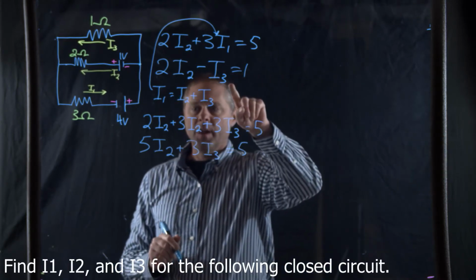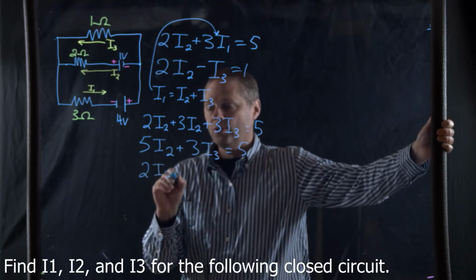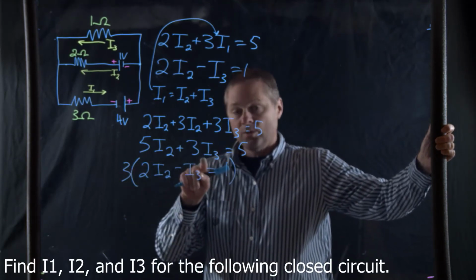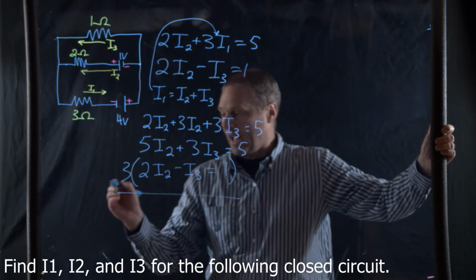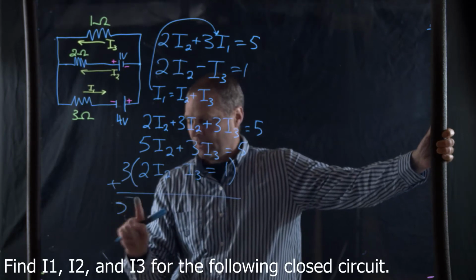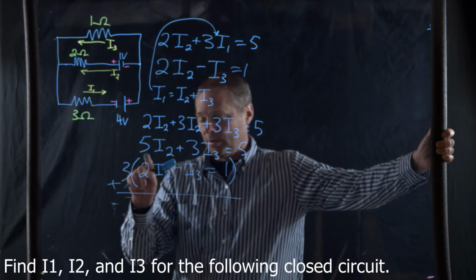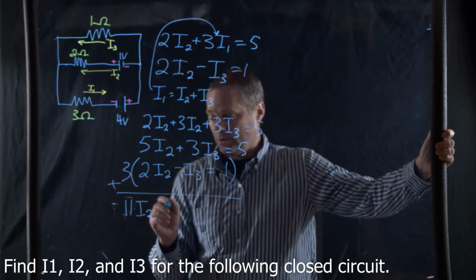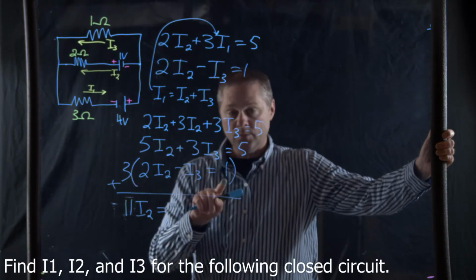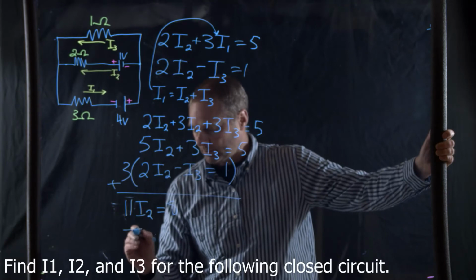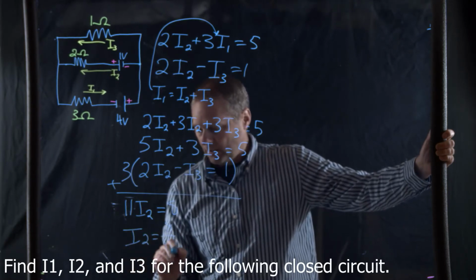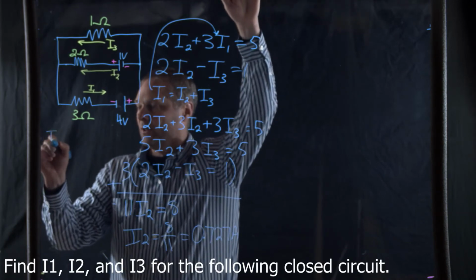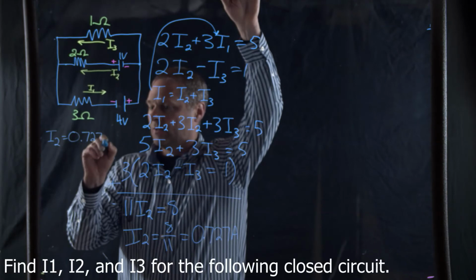Now let's look at this equation right here. If I bring that equation down, I have 2I2 minus I3 is equal to 1. If I multiply this by 3, notice that my I3s are going to cancel. So if I add these two up, we get 3 times 2, which is 6, plus 5, which is going to be 11 I2. 3 times a minus 1 is minus 3, plus 3I3, which is going to be 0, is equal to 3 times 1 is 3, plus 5 is 8. So our I2 is equal to 8 elevenths, which is equal to 0.727 amperes. So I'll write my I2 over here. 0.727 amps.